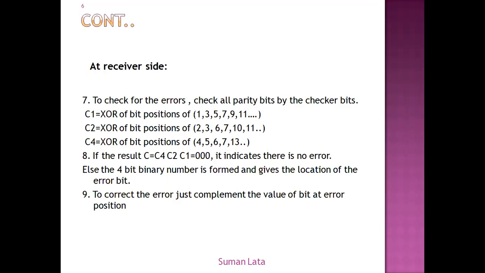So, if the result of C4, C2, C1 is equal to 0, then it indicates that there is no error. Else, the 4-bit binary number is formed and gives the location of the error bit. Now, to correct the error, we will complement the value of the bit at the error position. It means if there is a 0 in the error position, then we will change it to 1. And if there is 1 in the error position, then we will change it to 0.